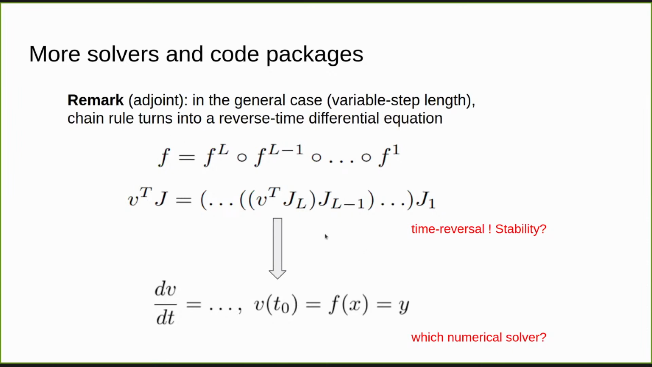So one thing we've already talked about is this interesting structure of the backward pass that comes out of the chain rule: you start with the last Jacobian of the last function that you applied, or the last time step solver, if you're talking about the dynamic system. So you're reversing the order of the time steps, you're reversing time, which raises questions about the stability of the time reverse system.